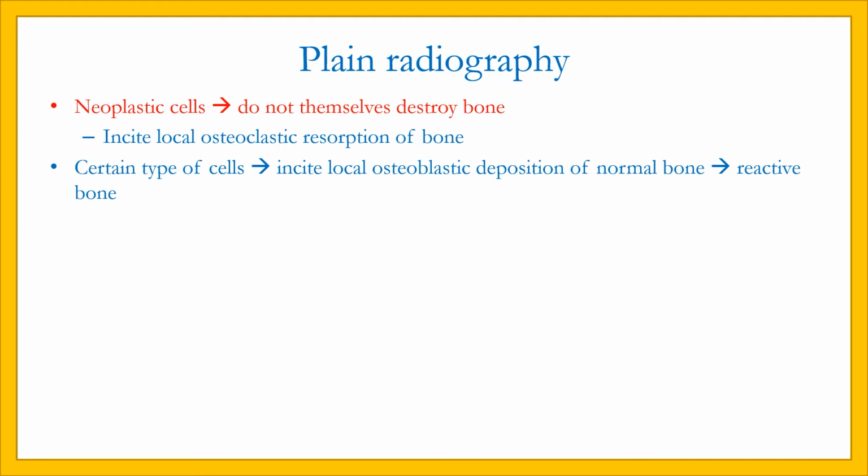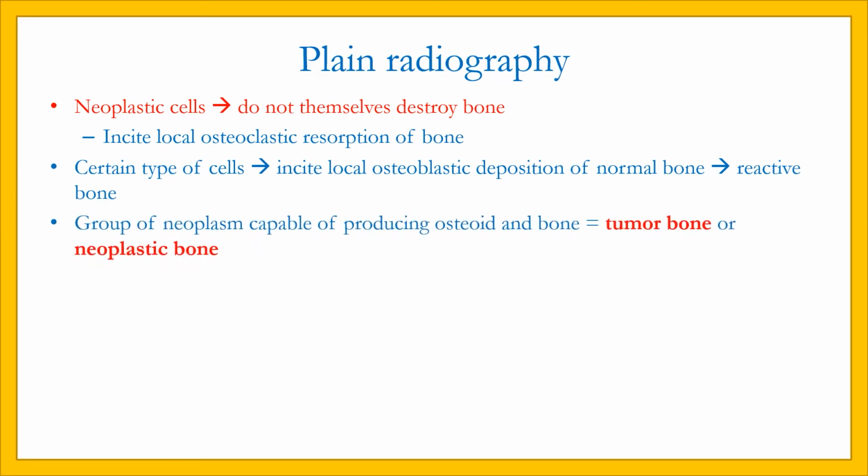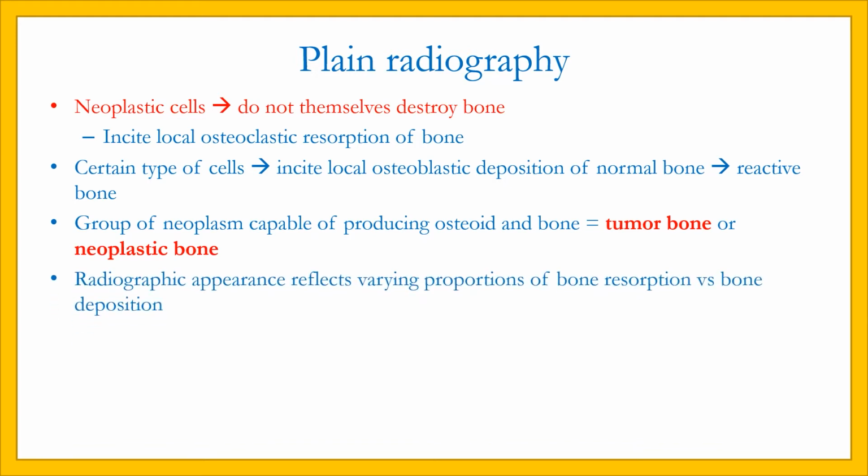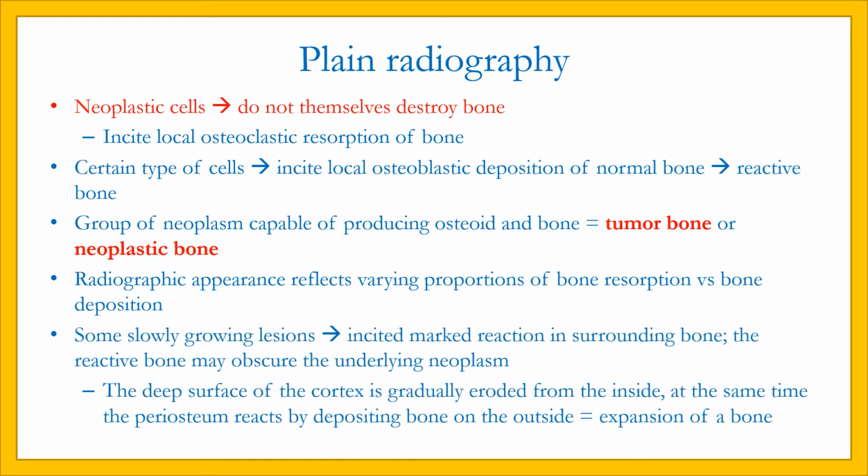Reactive bone. A group of neoplasms is capable of producing osteoid and bone, tumor bone or neoplastic bone. Radiographic appearance reflects varying proportions of bone resorption versus bone deposition. Some slowly growing lesions produce a marked reaction in the surrounding bone. The reactive bone may obscure the underlying neoplasm.